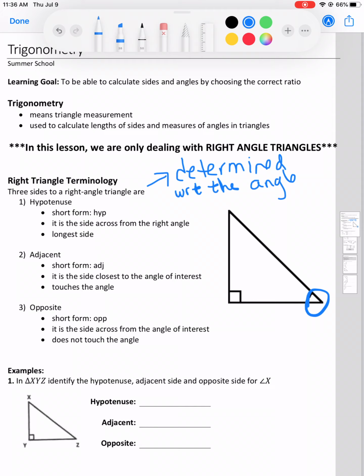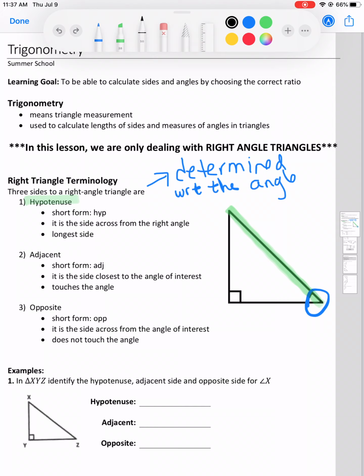So the first side is the hypotenuse. The hypotenuse is always the longest side. It's the side across from the right angle. So here's the right angle, and the hypotenuse is always across from it. Always, always, always. And it's always the longest side too. So that's huge. Please remember that.